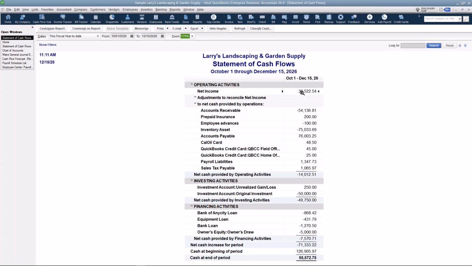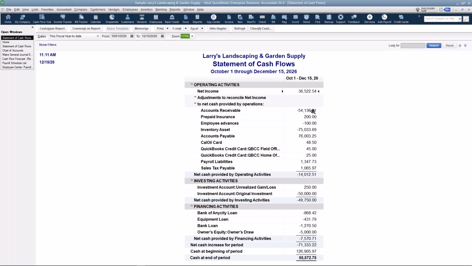So our net income, this is the net income that would show on our balance sheet or our income statement for the same time period that we've chosen on our report. Now this report defaults to this fiscal year to date, and that works for us, but you're welcome to change that to any other date range that you'd like to. So this comes straight off of our balance sheet. And then there are some adjustments that have to be made, okay?